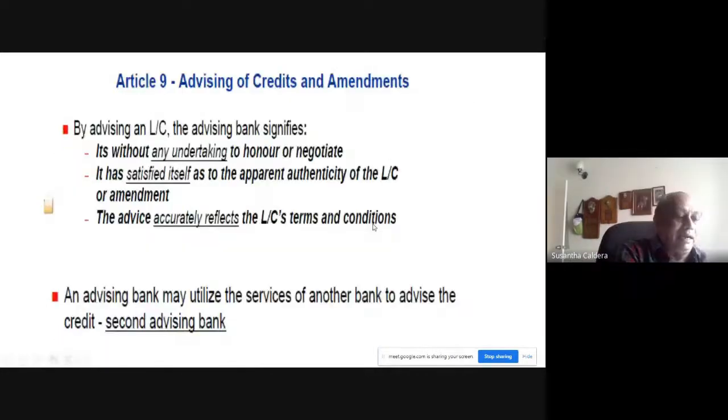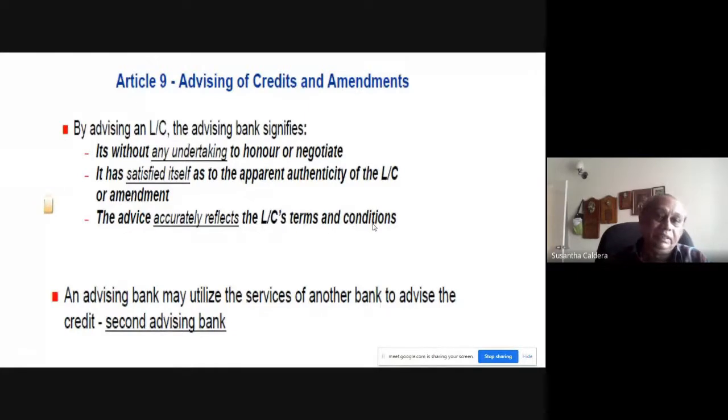Okay. Article 9 is advising of credits and amendments, right? When you go through the articles, this is only a summarized version, right? By advising an LC, the advising bank signifies it's without any undertaking to honor or negotiate.